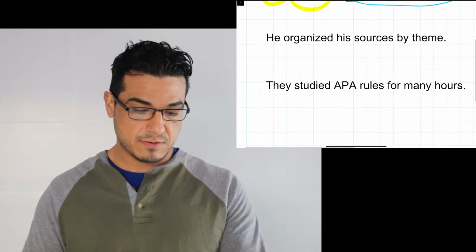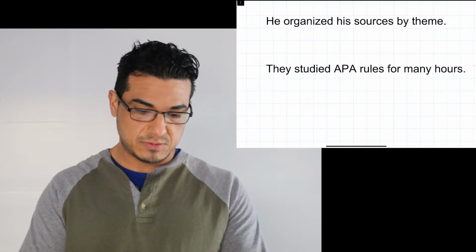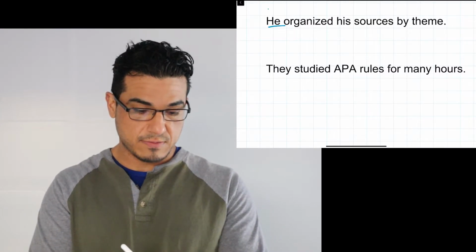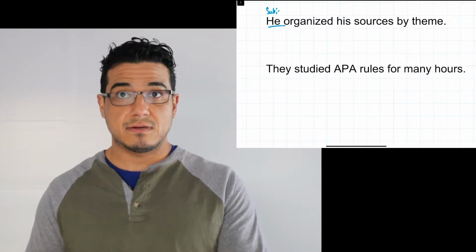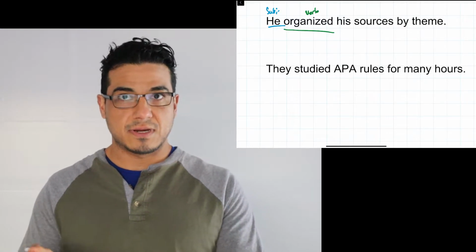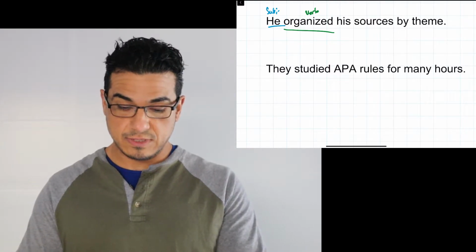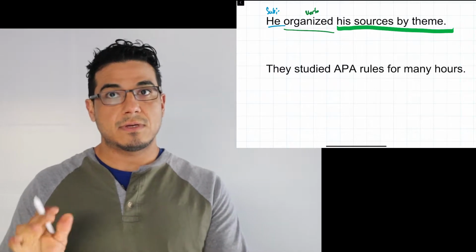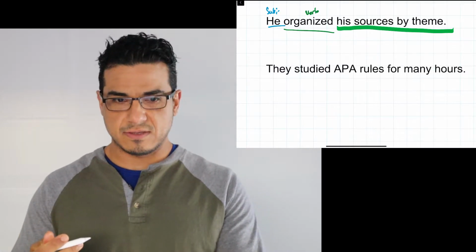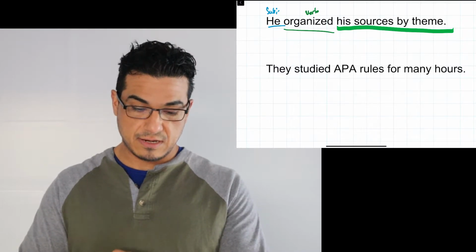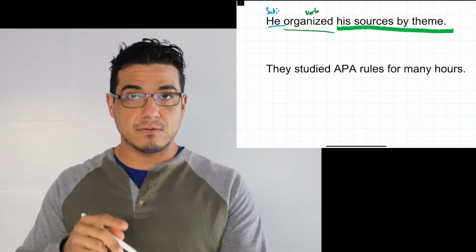Let's go even further. This time with a different subject pronoun, we have he. So he is our subject pronoun. And well, what did he do? Well, he organized, so that's our verb. But again, we want to look at the complete predicate. So he organized his sources by theme. Now here we're adding another element. This one's going to be known as a prepositional phrase. But first, let's take a look at our object.